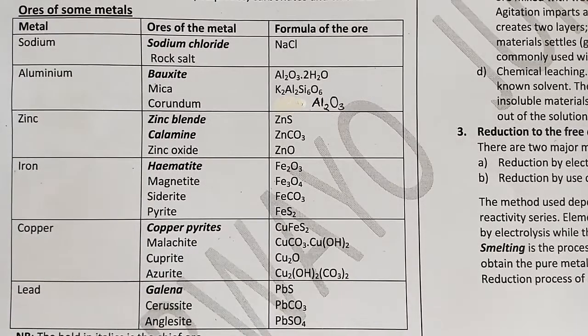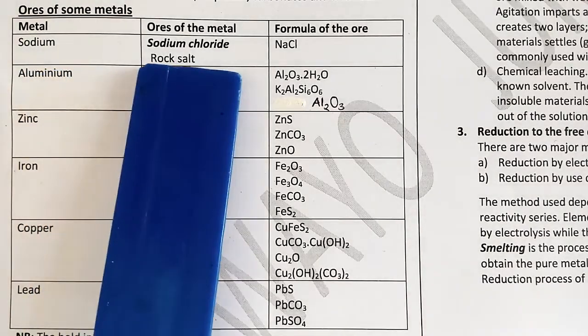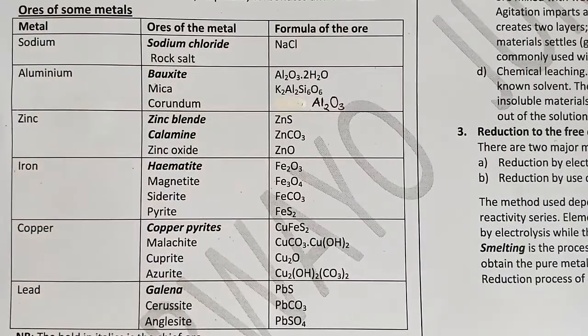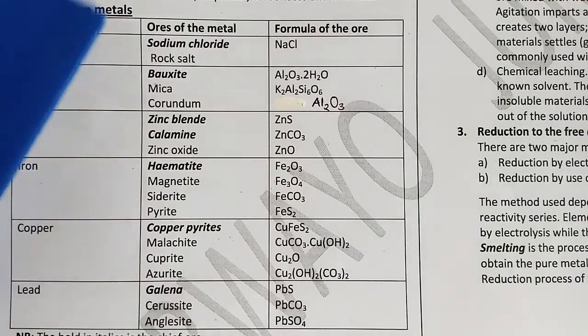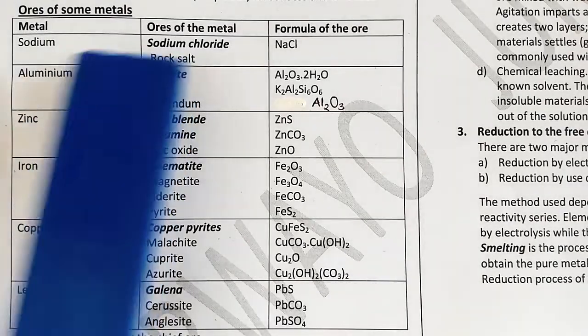So here are some ores of some metals. We have, for example, sodium. The ones that are in bold are the chief ores, and those that are not bold are just ores. As I've said, a chief ore is one from which the metal can be extracted on a large scale. So we have sodium chloride.